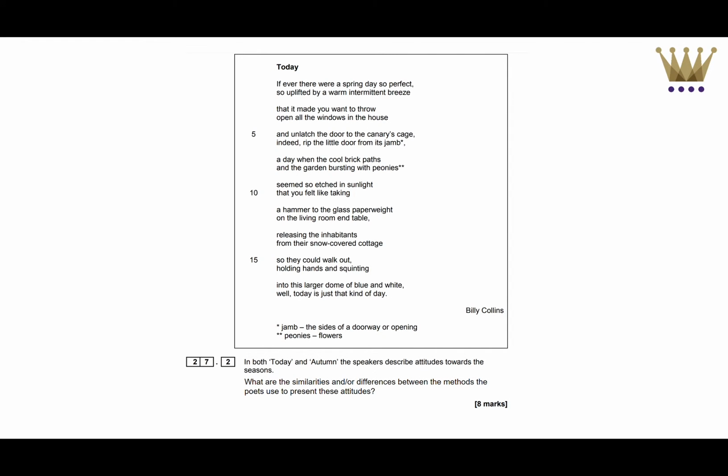So here we go. This is 27-2. It's worth 8 marks. I'm going to spend around 10 to 15 minutes on it. Ideally 15, but if I'm running out of time, 10 is enough to do a really good answer. So let's take a look at the question focus. It says, in both Today and Autumn, the speakers describe attitudes towards the seasons. What are the similarities and or differences between the methods the poets use to present these attitudes?